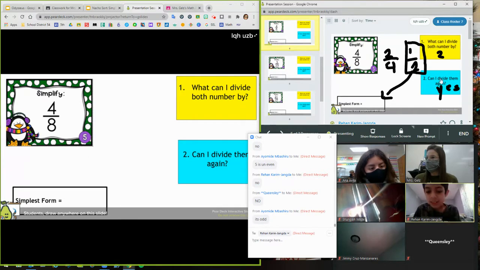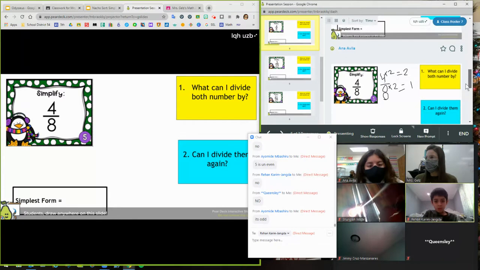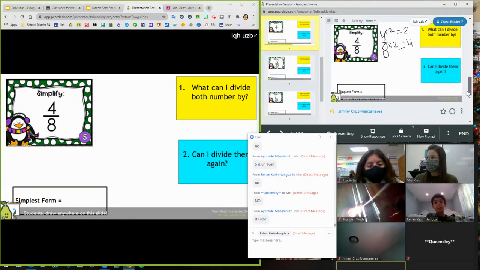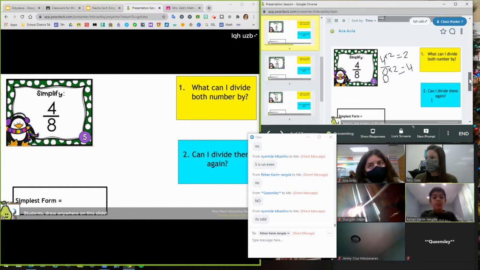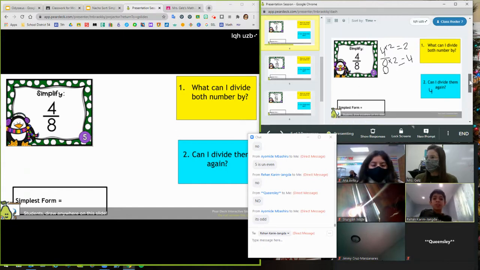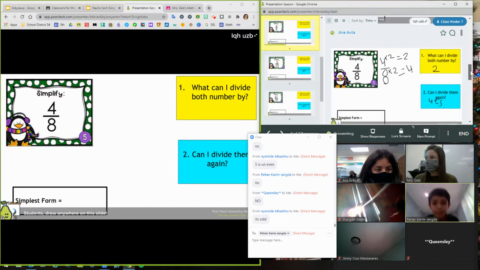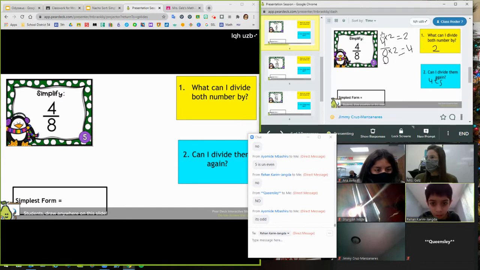Rayhan, you got it. For question 2, the answer is no, right? We can't divide it again. Can you check my? Yes, we can. No, we can divide it again. Can you show me that? We can. I already showed it. Okay. It's 1/2. Let's see. It's over here in the red. I'm gonna put it. So Jimmy.